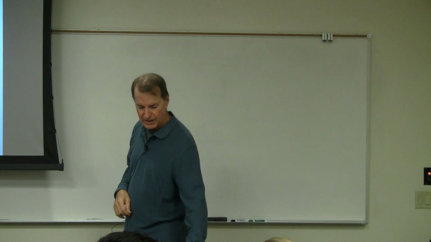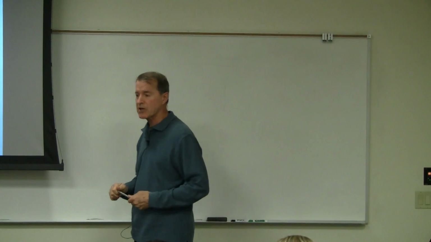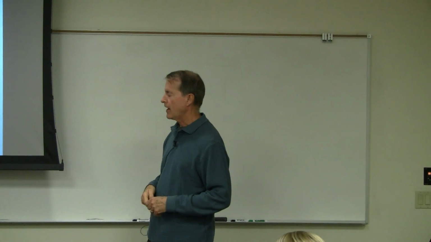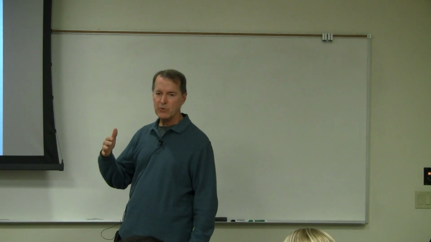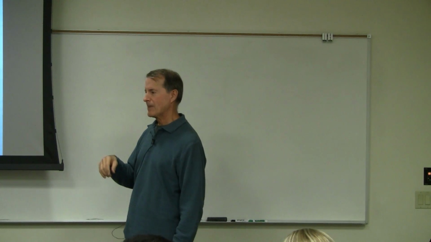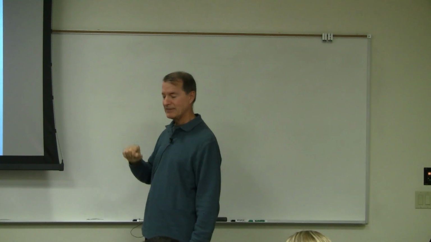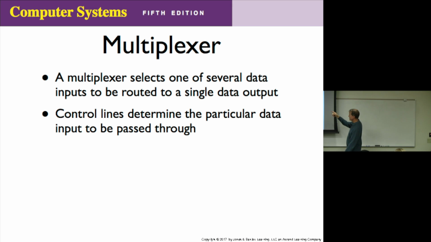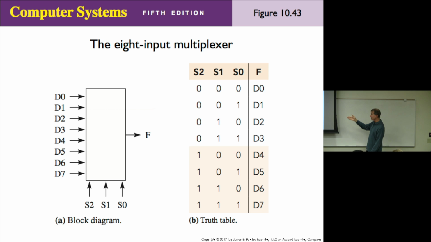Okay, so what we started to do in class last time is we started talking about practical circuits. And the first practical circuit that we looked at was the multiplexer. And how do we remember what a multiplexer does? What was our little mnemonic device? Multiplexer M, many to one. Okay? So a multiplexer selects one of several data inputs to be routed to a single data output. And here in figure 10.43 is an 8-input multiplexer with 3 select lines.